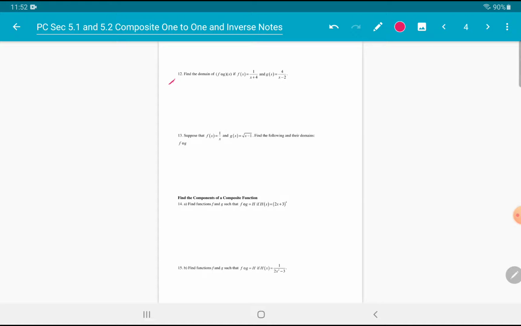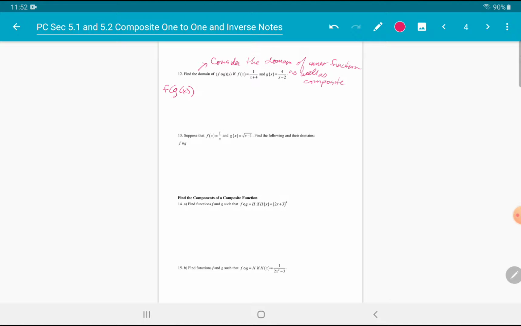Number 12. Find the domain of f of g of x if f of x is 1 over x plus 4 and g of x is 4 over x minus 2. So keep in mind that when you want to find the domain of your composite function, remember to consider the domain of the inner function as well as the composite function.